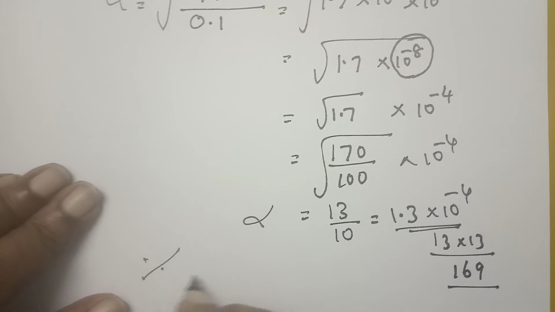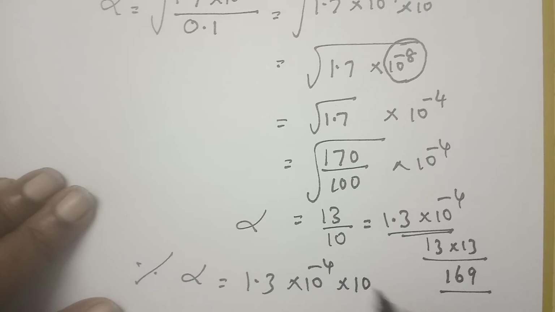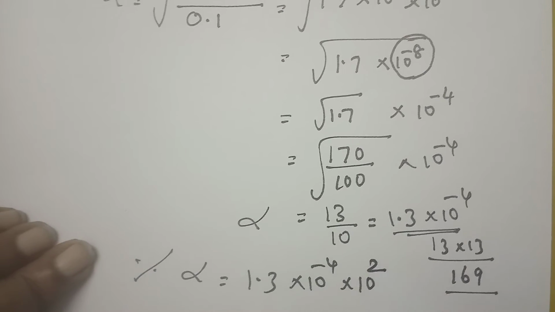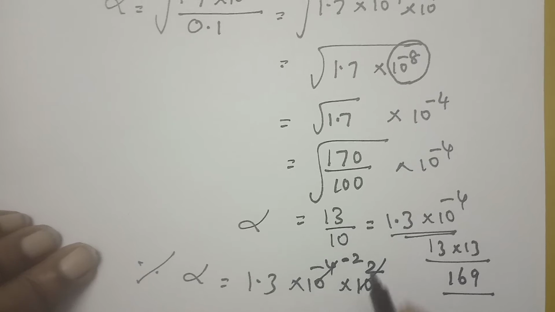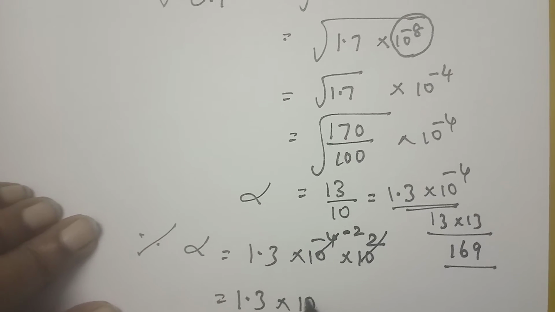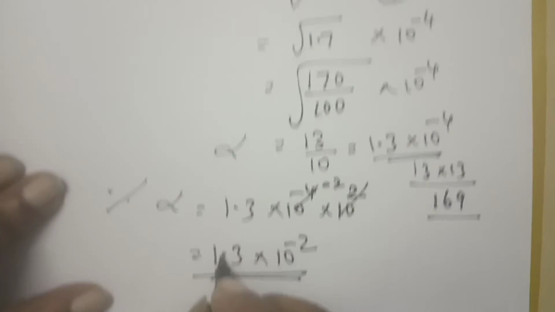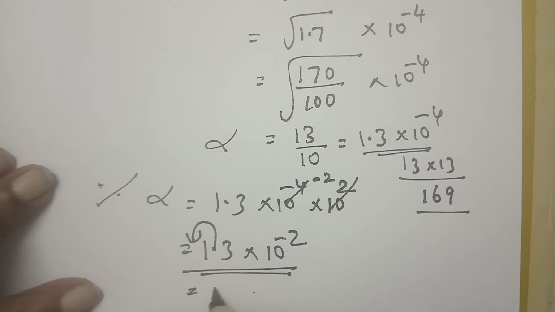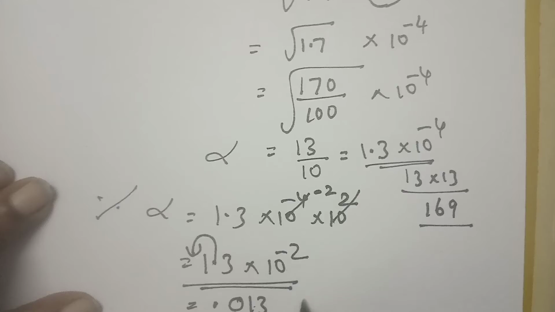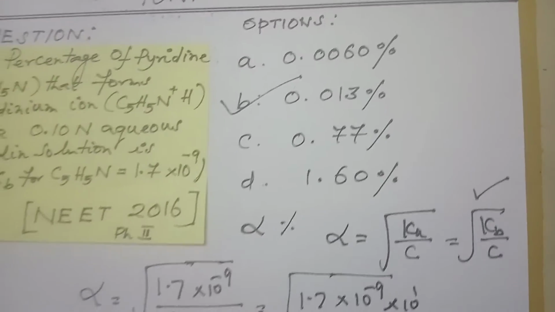What they are asking is the percentage of alpha. So 1.3 into 10 power minus 4 into 100 for percentage. Now this cancels, and you get 10 power minus 2. The answer is 1.3 into 10 power minus 2. Let us see the options. They are given in percentage with decimal. Minus 2 means we move the decimal two places, so 0.013 percentage is the answer. So your answer is B. This is the way you can approach the solution.